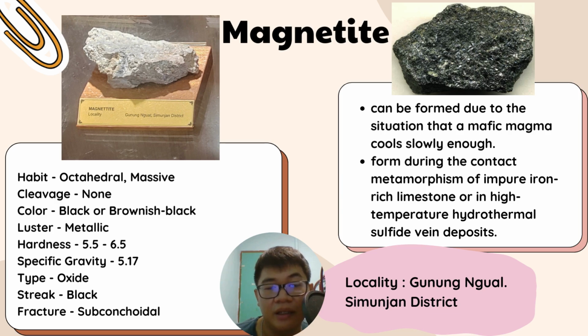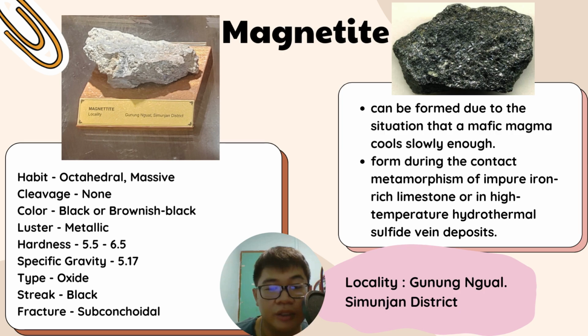The luster of magnetite is metallic and it has a hardness between 5.5 and 6.5 on the Mohs scale. The specific gravity of magnetite is 5.17, and it is also an oxide mineral with a black streak when scratched on a streak plate, and it has a subconchoidal fracture.